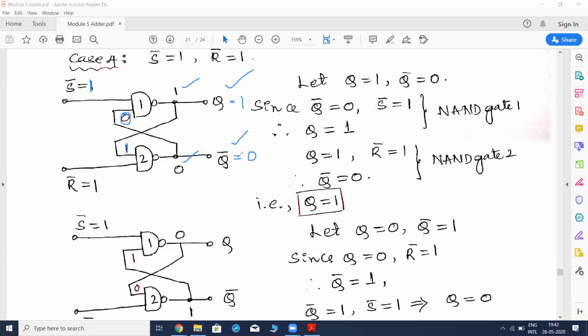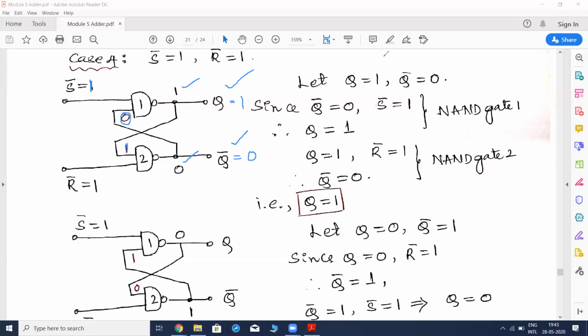This is what we call it. It is going to retain the previous state, because we assumed Q as 1 and Q bar as 0, and after the analysis also it is showing Q equal to 1 and Q bar as 0. That's why we say that when we give the input S bar equal to 1 and R bar equal to 1, it is not going to change the state. It retains the previous state. This is also called the hold state.